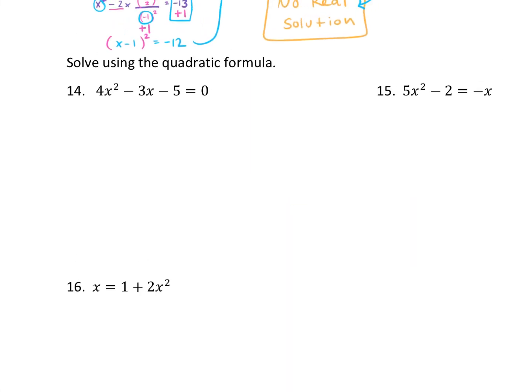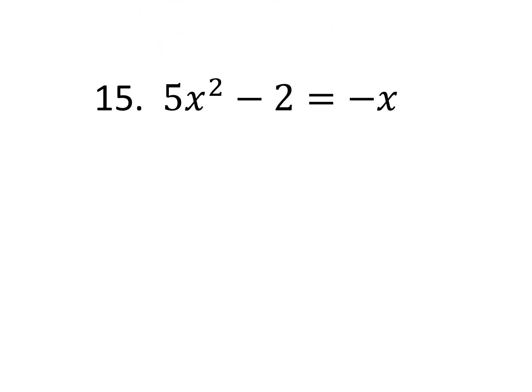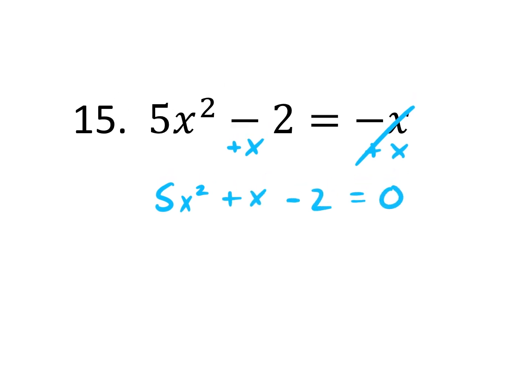All right, last question we are going to solve using the quadratic formula. Which one do you want to do? 14, 15, or 16? Let's do 15. What would I need to do first for 15? Add x. Make sure you put it in standard form when you rewrite it. So we have 5x squared plus x minus 2 equals 0.